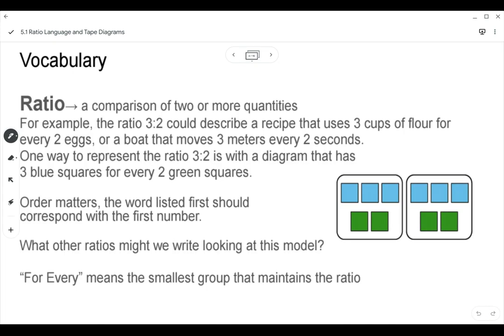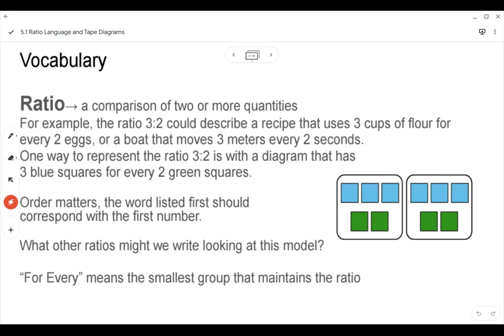Our vocabulary word for today is ratio. A ratio is a comparison of 2 or more quantities, quantities meaning numbers that are things that we count. So for example, a ratio of 3 to 2, and I'm reading that colon as the word "to," could describe a recipe that uses 3 cups of flour for every 2 eggs, or a boat that moves 3 meters every 2 seconds.